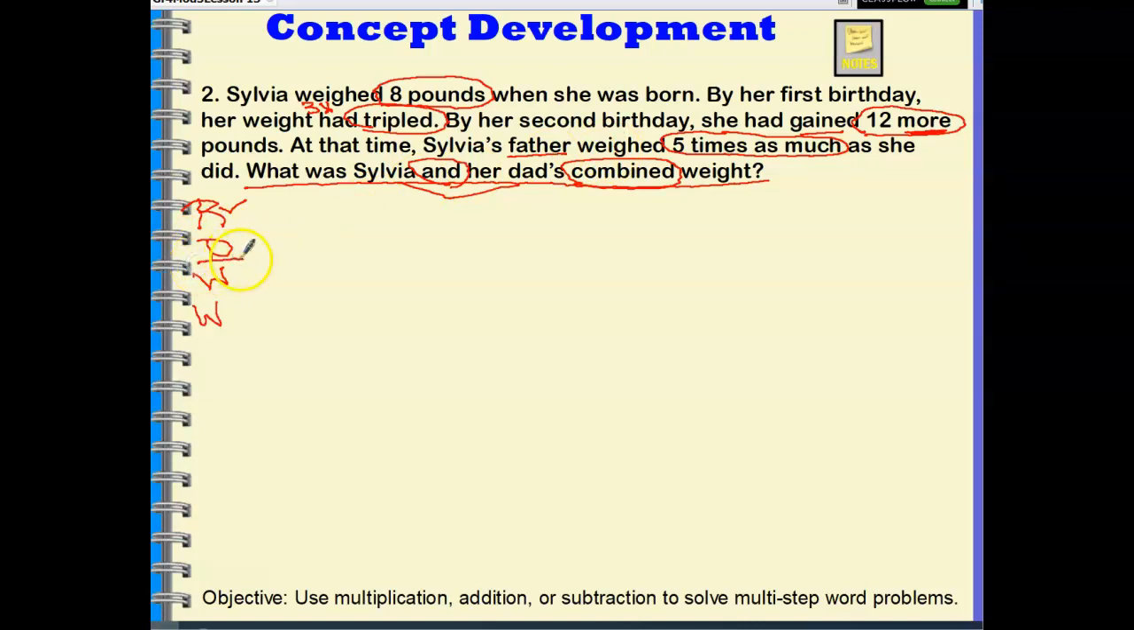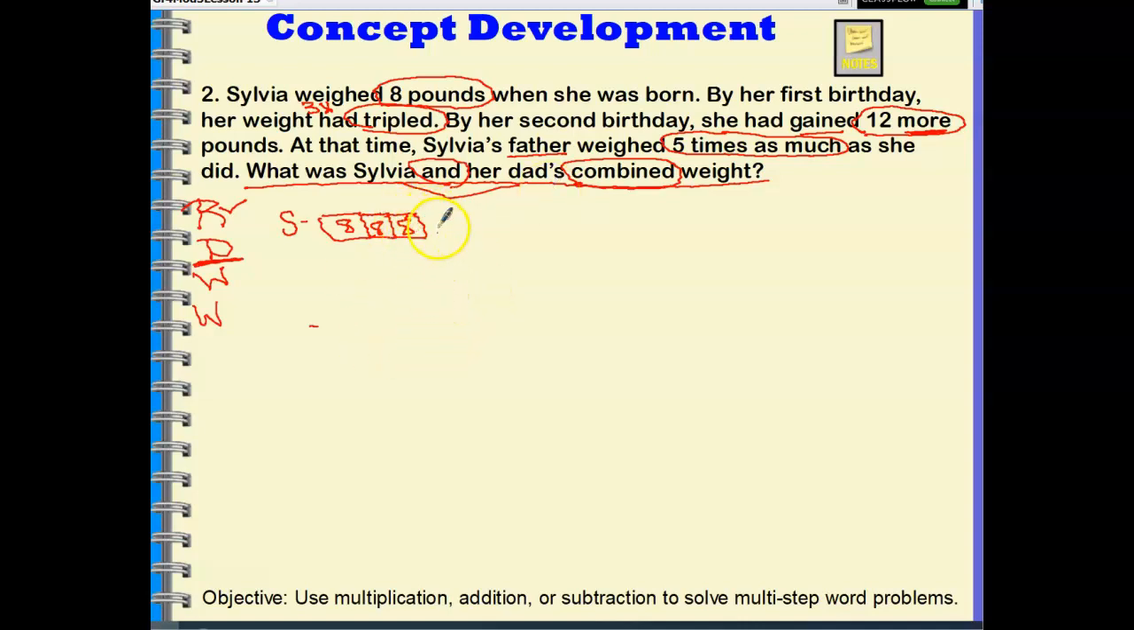Guys, please don't leave this step out. When you are doing these multi-step problems, you are going to need to draw the information. It helps your brain to understand what is going on in the problem. So I'm going to start with Sylvia because I know what Sylvia weighed. When she was born, I know that Sylvia weighed 8 pounds. So that's what I'm going to start with. And by her first birthday, that 8 pounds had tripled. So tripled means that it is 3 times as much. So I'm going to have that 8 pounds 3 times.